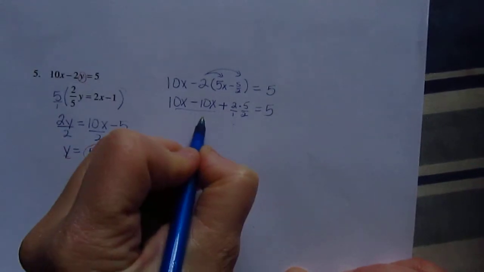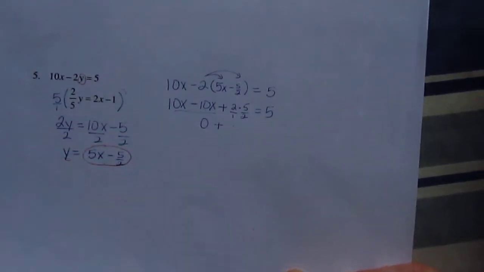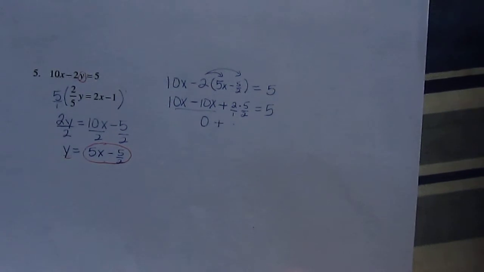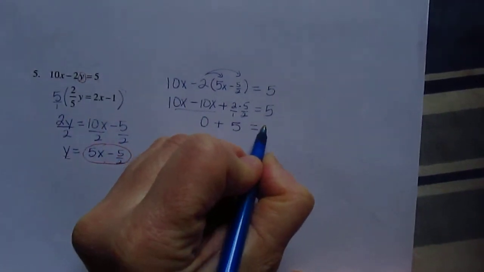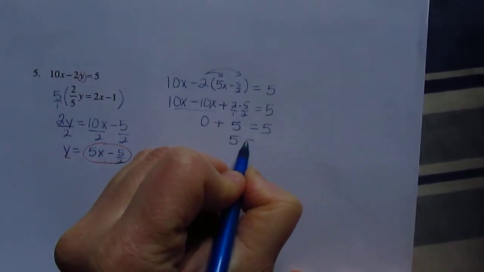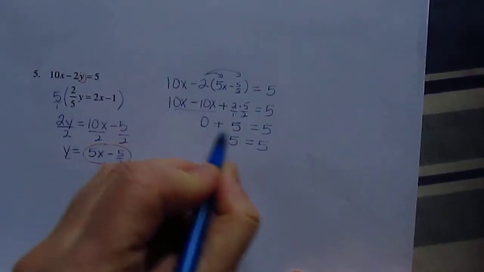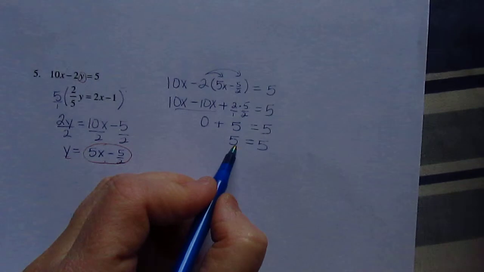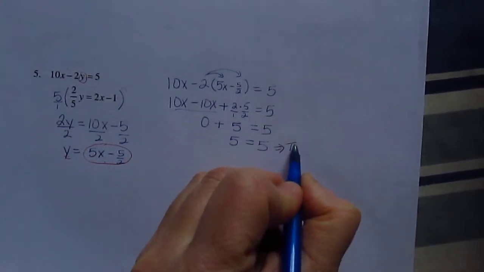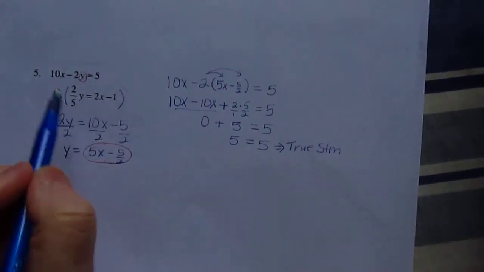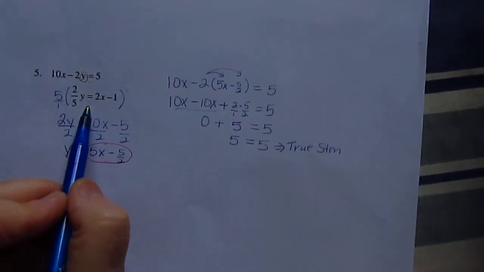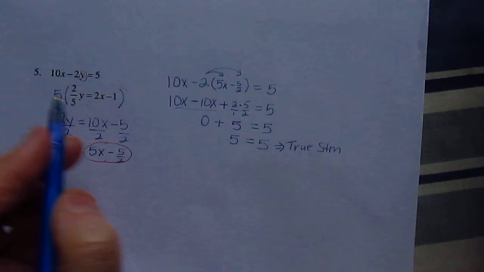These simplify to 0. This simplifies to 5, and the other side is 5. So 5 equals 5. No x's. I was trying to solve for x. Didn't happen. This is a true statement, which means that these are actually the same equation. They just don't look the same.